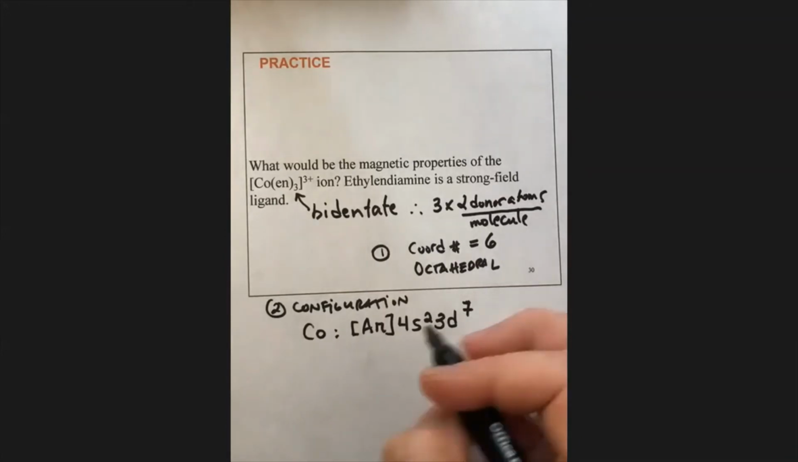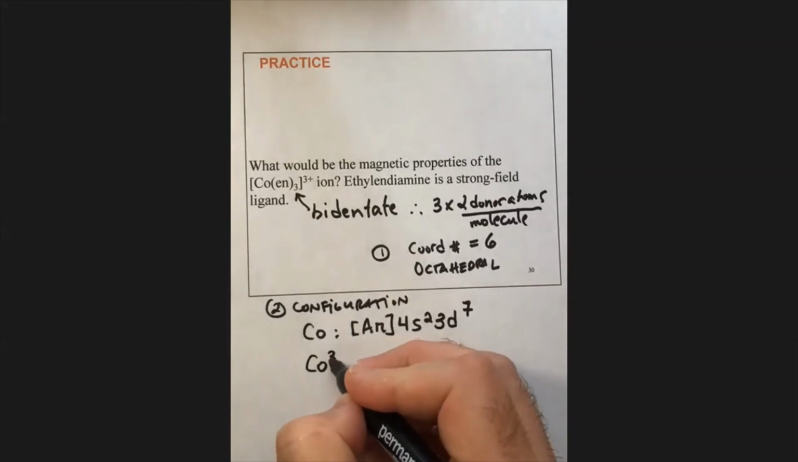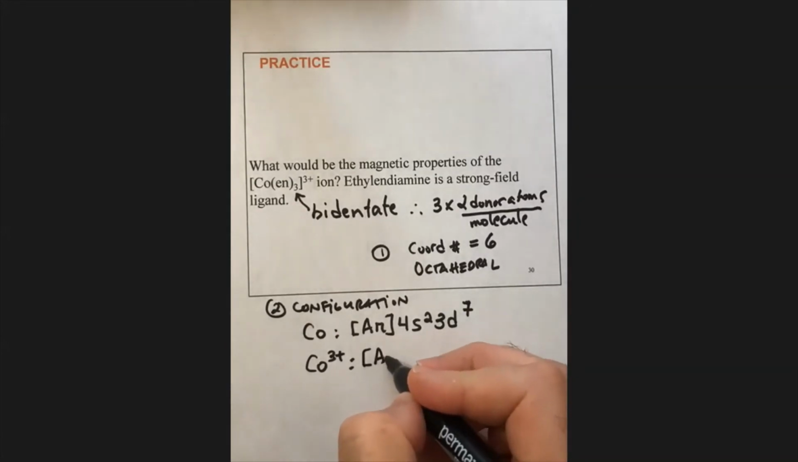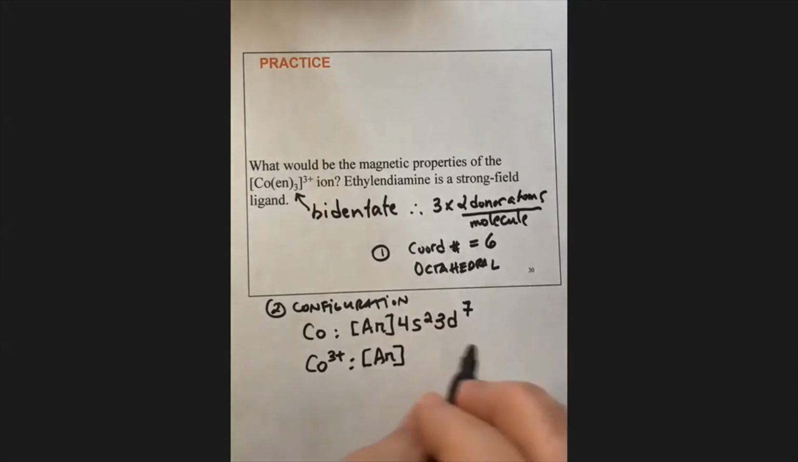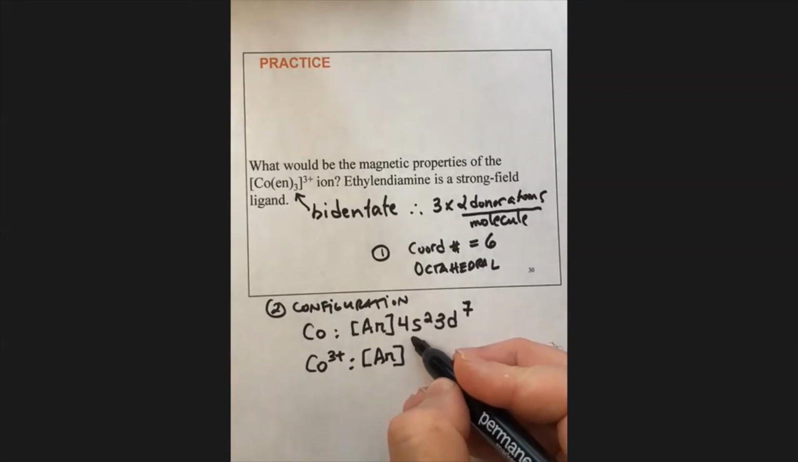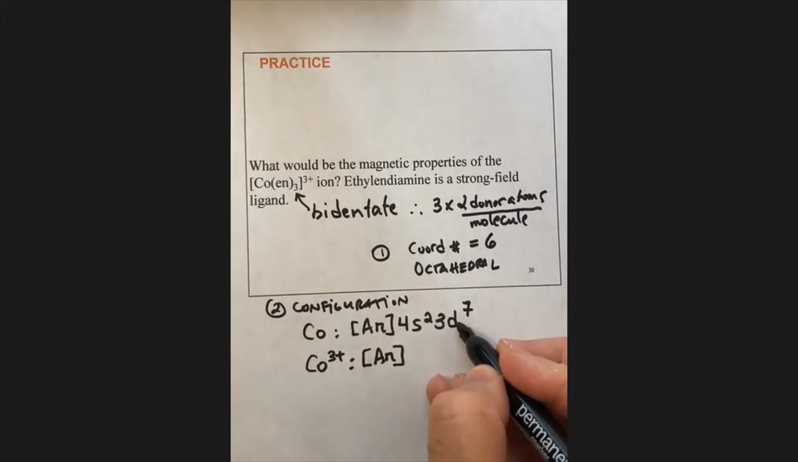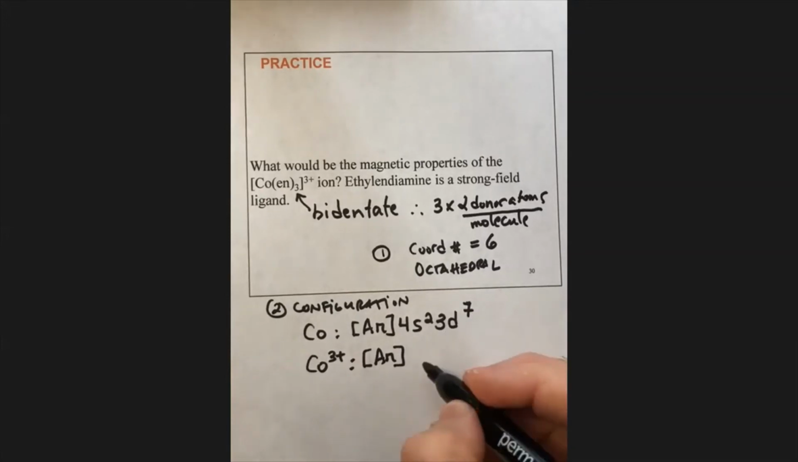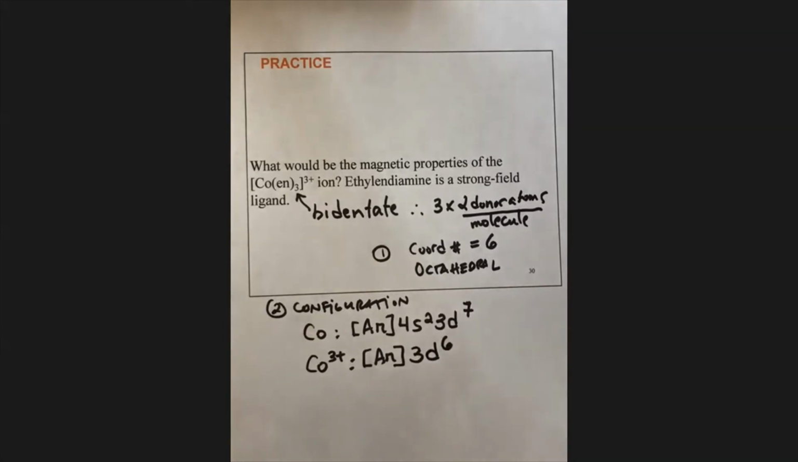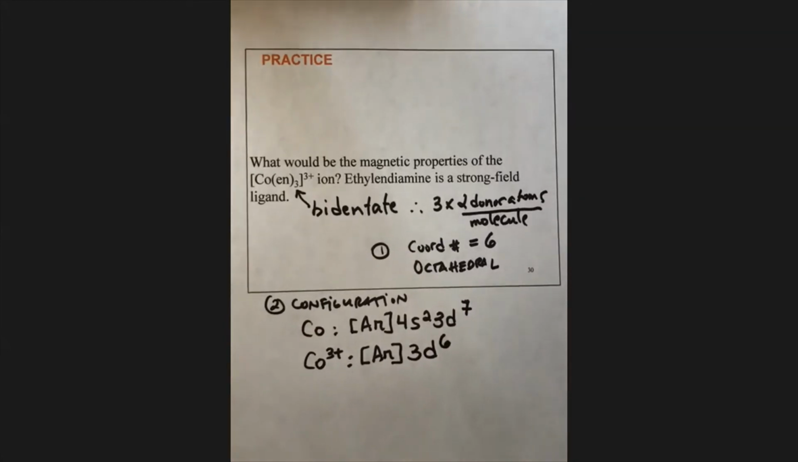So what would it be then for cobalt 3+? All right, we don't touch the core electrons, right? We start out by removing the 4s, and that's 2 of them. And then we need one more off. So we take one of these 3d electrons, which means we're left with a 3d6 configuration. All right.